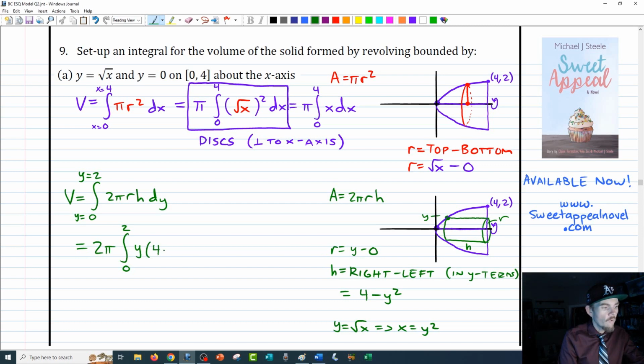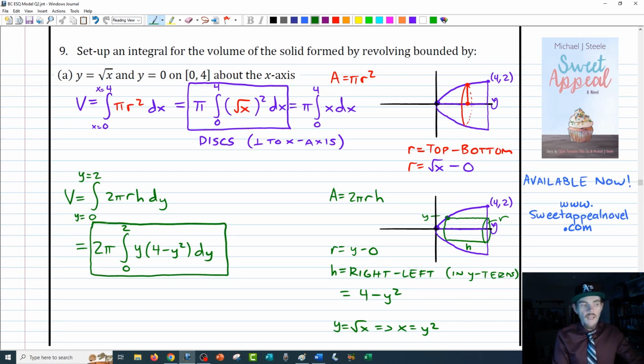So our radius will be y. Our height will be 4 minus y squared. And then, of course, we're in terms of y. So there is our volume integral. And again, this is in terms of y, the other's in terms of x. That is always true. It will always be true that one will be in terms of x and one will be in terms of y.